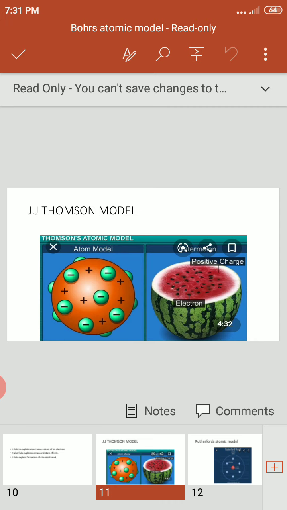The location of the fundamental particles or subatomic particles was explained by the atomic structure. Different theories came forward to explain the atomic structure. Among those theories, the first theory is the J.J. Thomson model. J.J. Thomson, the scientist, takes the watermelon to explain the atomic structure.